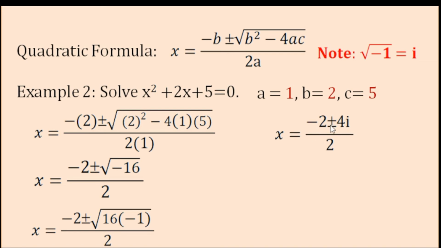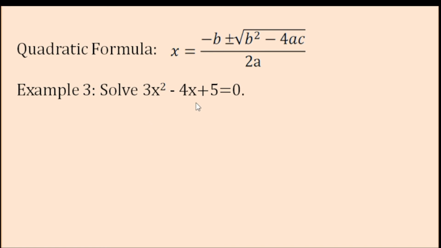Negative 2 plus and minus 4i all over 2. Now we can simplify furthermore because we can divide this negative 2 by 2 and then that 4 by 2 also. So we have negative 1 plus and minus 2i. Now there are also two roots here. The first one is using the plus sign and the other one is using the minus sign. So the roots or the solutions are negative 1 plus 2i and negative 1 minus 2i.